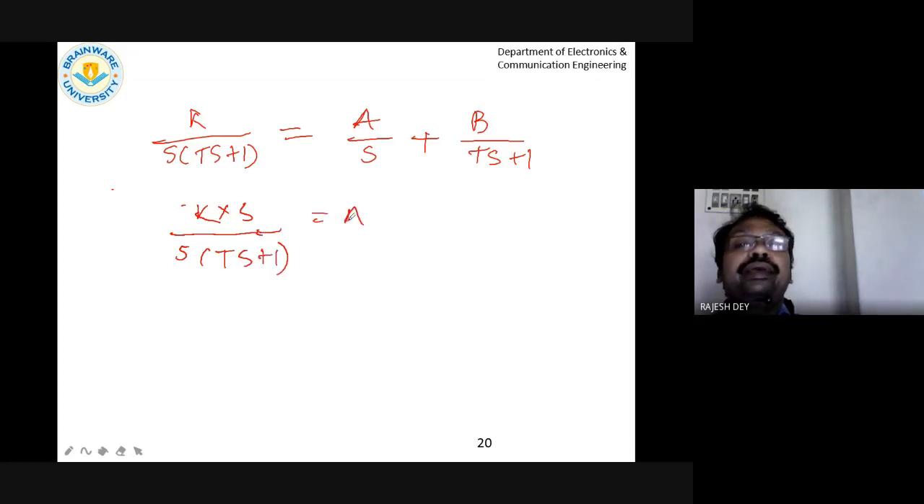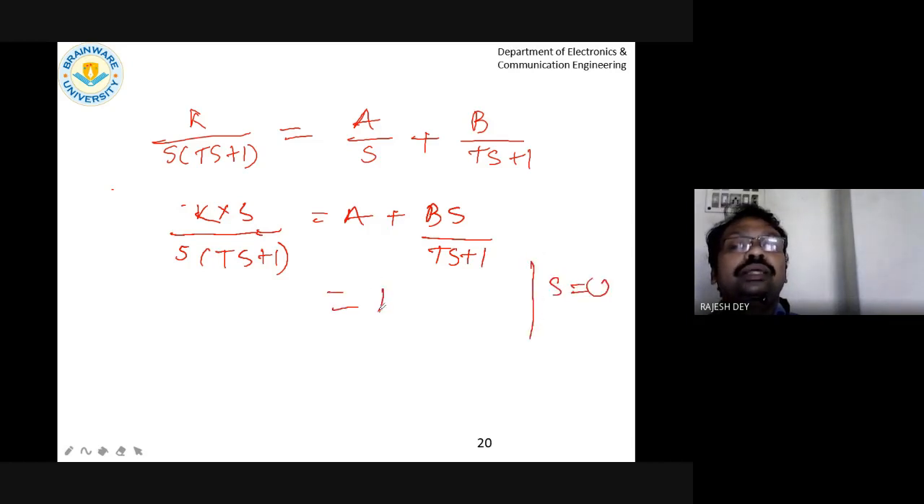A plus B into s by Ts plus 1. Now what will be s? Put s equal to 0. Then there exists only A. So A equal to K. Similarly, we can calculate B.